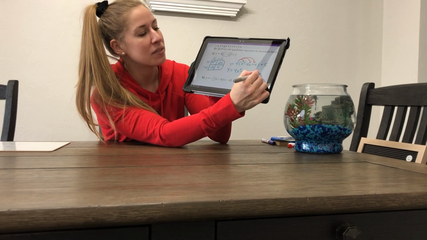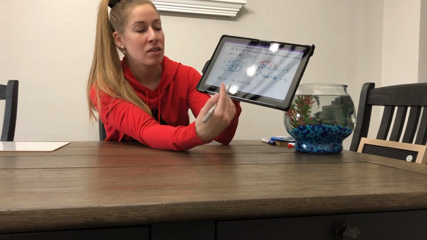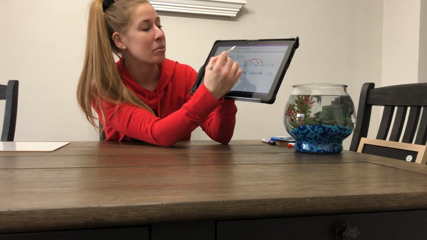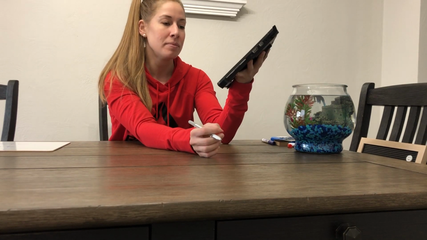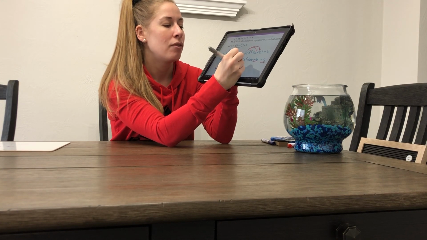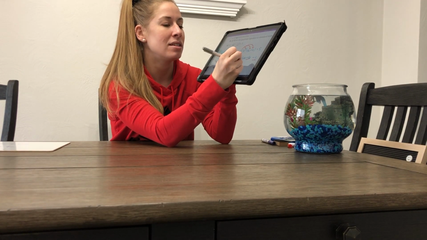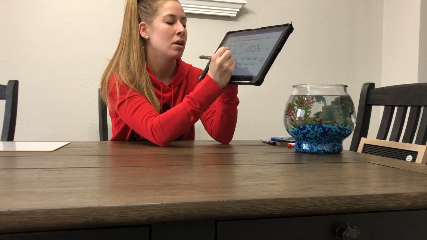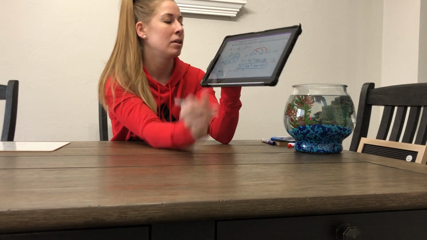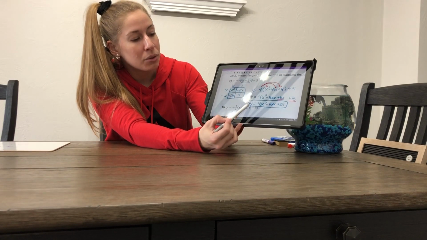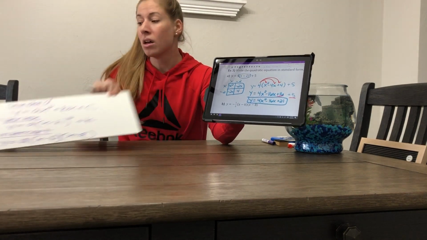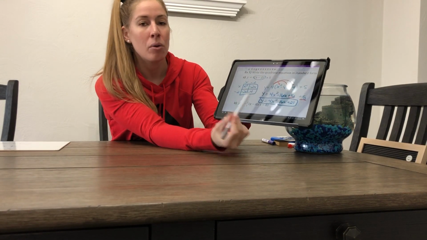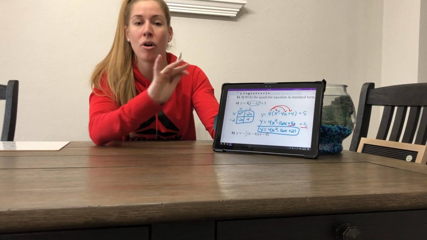And then we still have that plus 5 tagging on at the end. So that's the addition part, order of operations. Now we can combine like terms, which we have a positive 16 and a positive 5, which gives us 21. So y equals 4x squared minus 16x plus 21. So we went from vertex form to standard form.